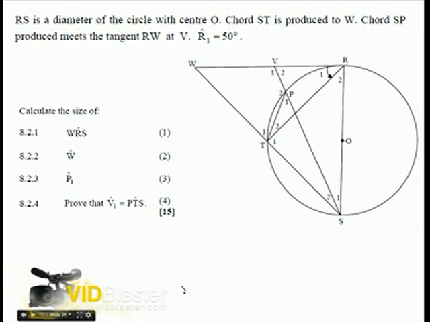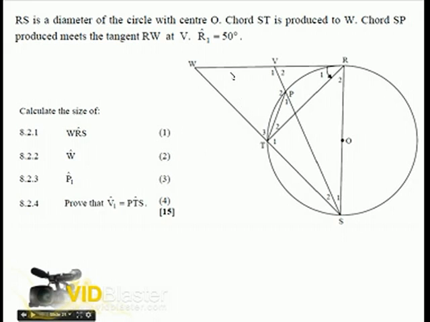Right, now the actual question. Notice I haven't even touched the question at this stage. All I've done is talk about it. So basically now we can look at the question. The question said, find the size of WRS. Now, WRS you already know. Earlier on, we highlighted the tangent and the radius. So we know that that's 90 degrees, radius perpendicular to tangent. Okay, first one done. Check.